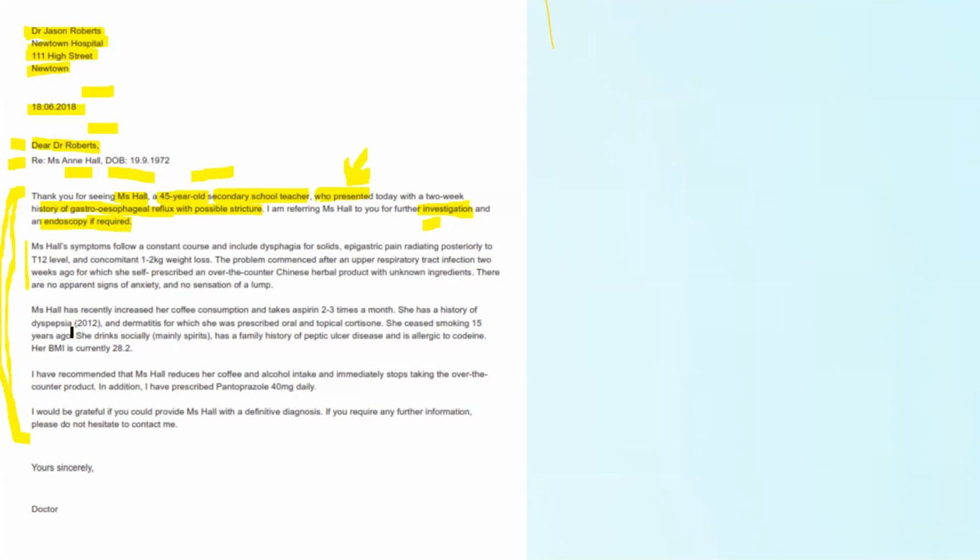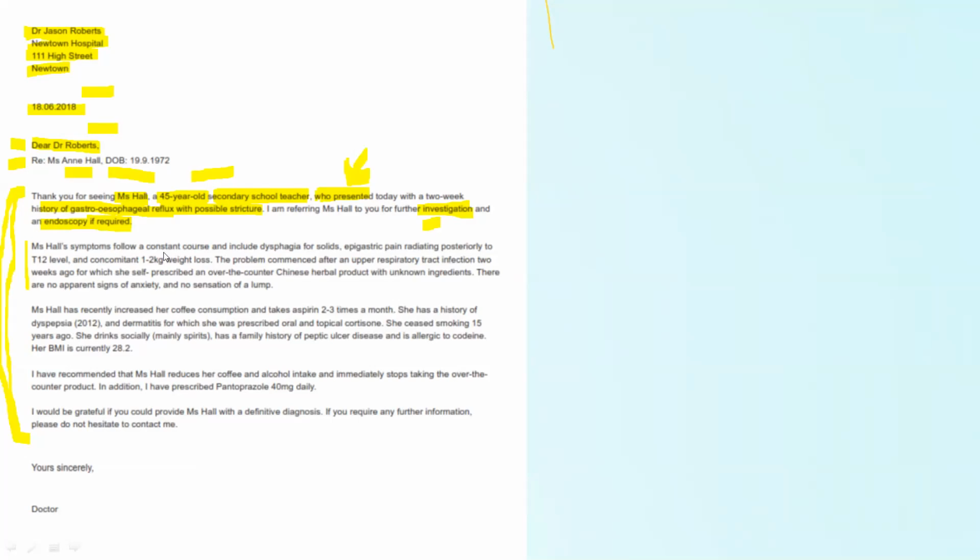Okay, let's compare the mentioned data here in this official sample with our selection. Of course, in the introduction, we included the patient name and date of birth and the occupation. And the presenting complaint, dysphagia for 2 weeks, and the provisional diagnosis gastroesophageal reflux with a possible stricture, and the purpose of our writing, where we asked the gastroenterologist for his opinion and endoscopy if required. Okay. Is it right till now? Right.